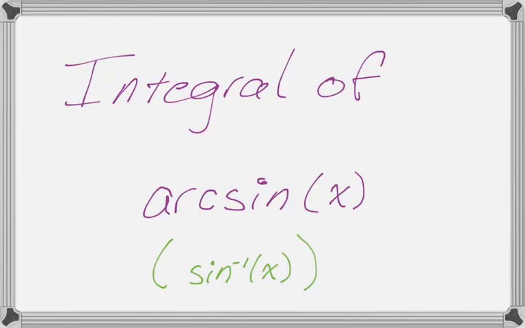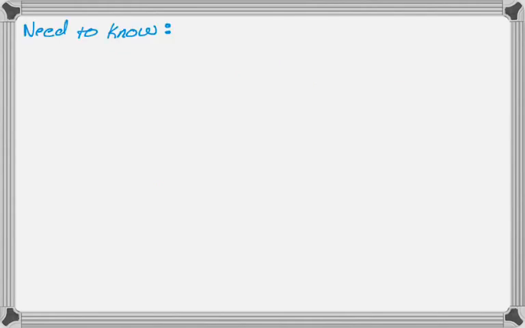Okay, in this video we're going to find the integral of arcsine of x, or inverse sine, depending on how you like to say it. There's two things you really need to know before you can do this, and they are integration by parts. Integration by parts, you might recall, is the integral of u dv, which is uv minus the integral of v du, so I have it color-coded there for you.